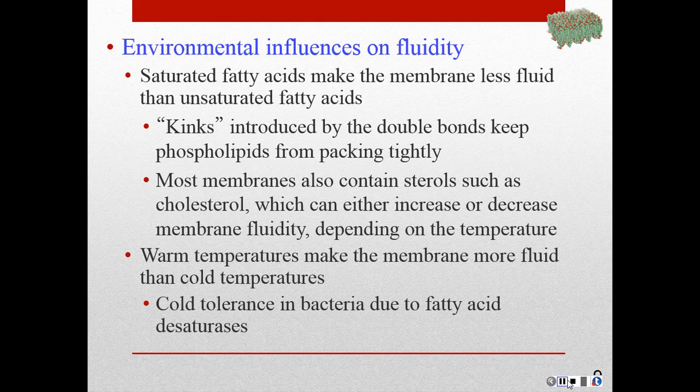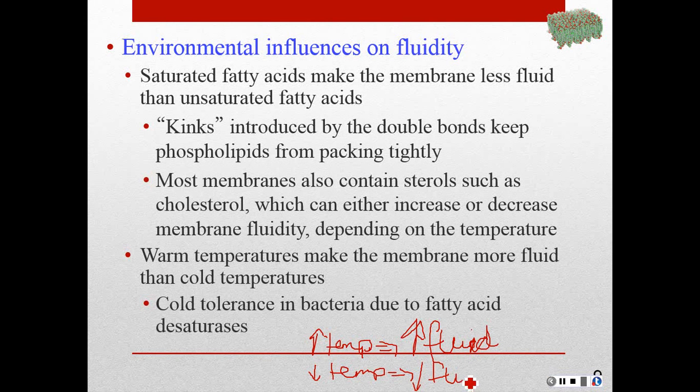Now, when it comes to the different types of environments that a single-celled organism will encounter, if we have an increase in temperature, meaning that it's hot outside or warm, we'll have an increase in fluidity. But if the temperature drops, a decrease in temperature, we'll have a decrease in fluidity.